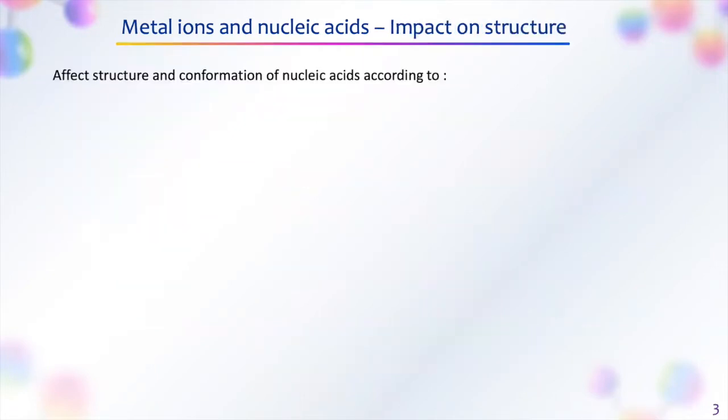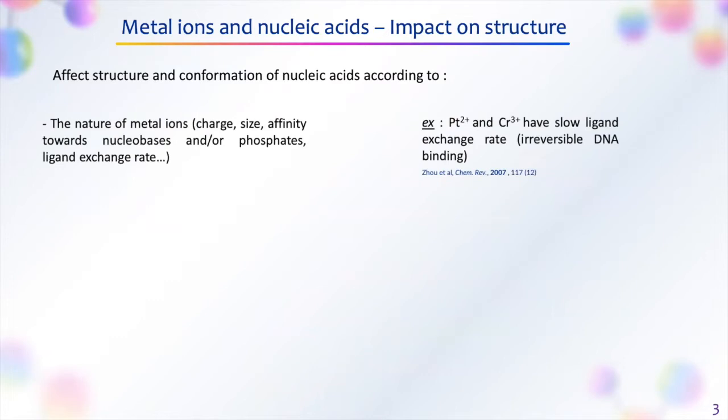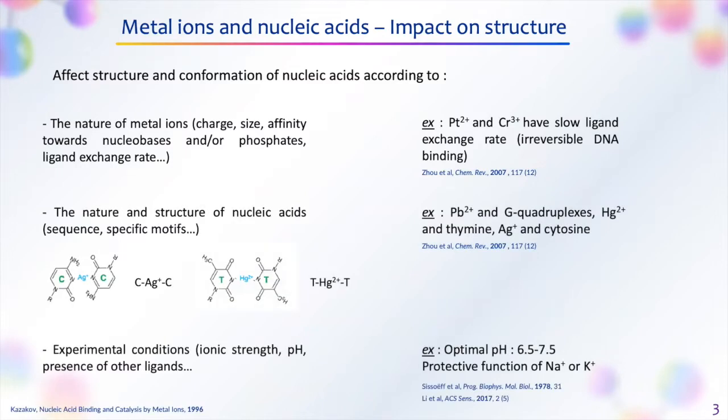These interactions affect the structure and the conformation of nucleic acids according to several parameters. The nature of metal ions, like the charge, the size, the ligand exchange rate, for example; the nature and the structure of nucleic acids with some specific motifs like G-quadruplexes, thymine, or cytosine. Also, the experimental conditions like ionic strength or pH may play a fundamental role.